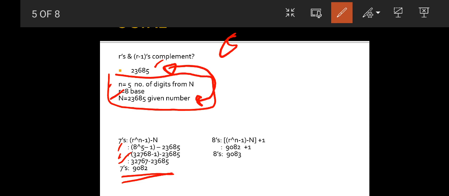How about if we're going to get the radix complement, or your r's complement? So the result should be 9083, since you just add 1 to your diminished radix complement. So that is for octal.